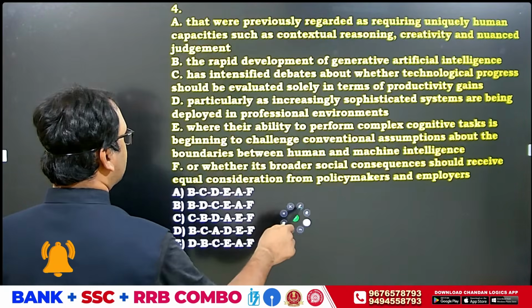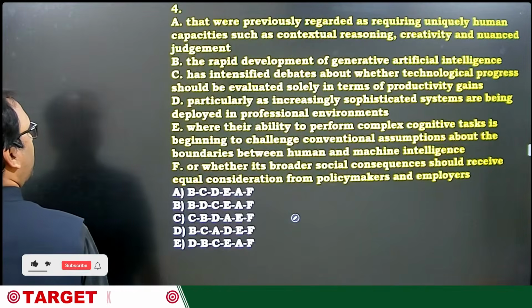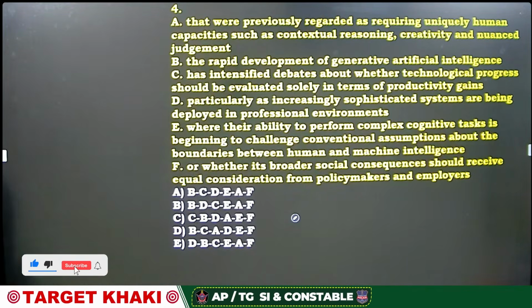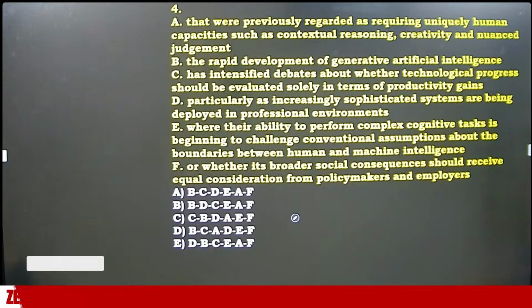Your understanding is important. Can you try question number 4?